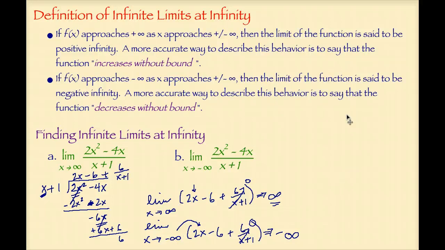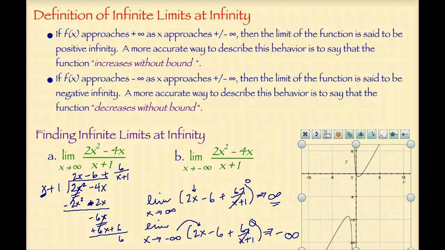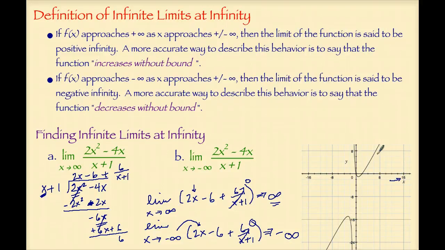Let's take a look at this graph. You can see that as x is approaching positive infinity, the function is increasing without bound, and as x is approaching negative infinity, the function is decreasing without bound. So this is a way to determine what kind of unbounded behavior you would see in a rational function.